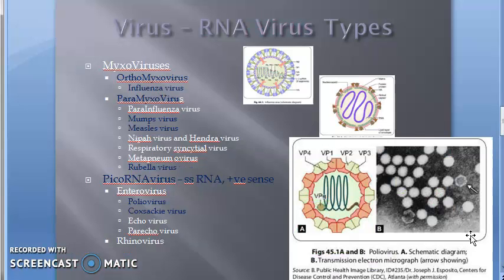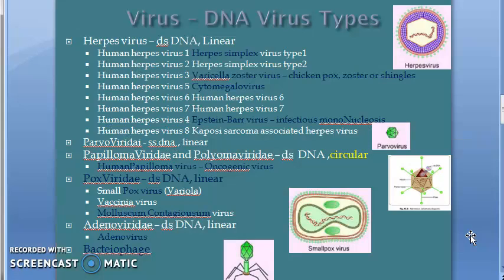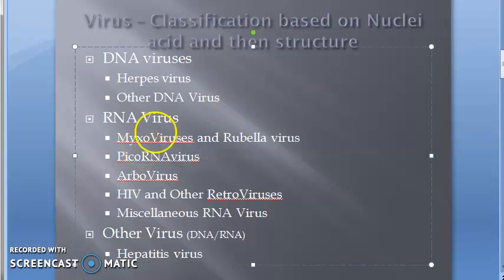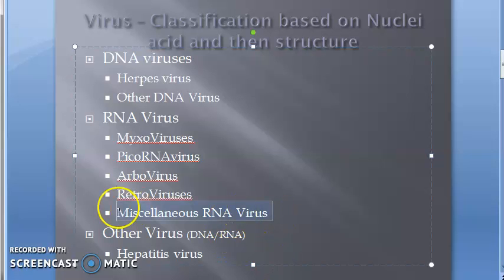Next video, we will look at the RNA virus. Just look at the main headings under RNA virus. We have myxoviruses, under which again rubella comes. So no need to put this here. Myxoviruses, picornaviruses, arboviruses, retroviruses, under which you will have HIV, then miscellaneous RNA viruses. A lot of RNA viruses are there. We'll come to them in the next video.